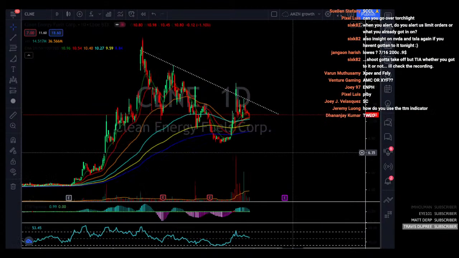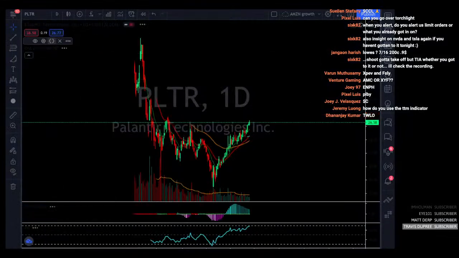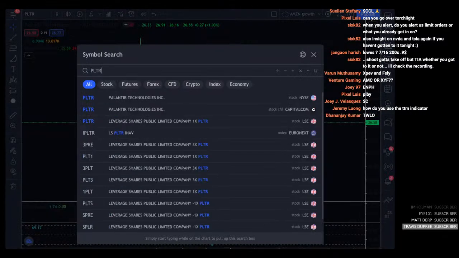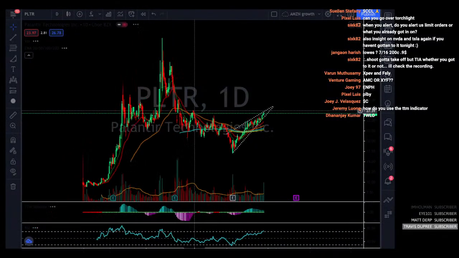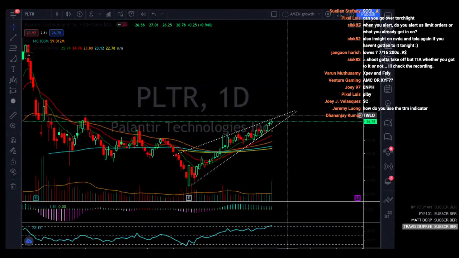Okay, next stock is going to be PLTR. I see two people asking for it, so I'm going to do that. Oops, wrong one. PLTR. Oh, okay, I already have a rising wedge drawn, and it looks like it breaks around July 6th, July 7th, which is that week. That is the week where there's a ton of rising wedges that are going to break, and PLTR looks like it is one of the stocks that has that rising wedge.